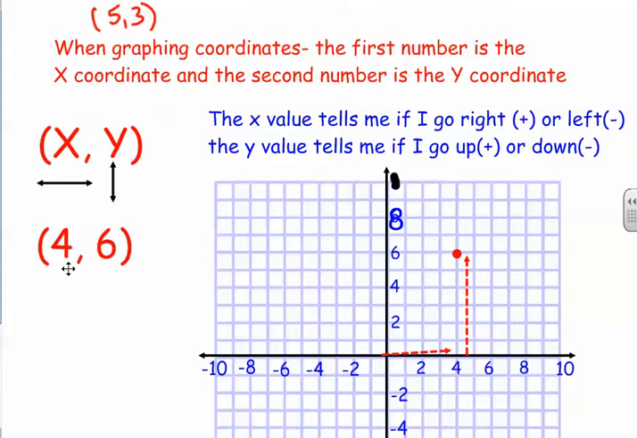All right, so if I have 4, 6, that means I always start at 0, 0. Always start at 0, 0. So 4, 6, that means I go over to 4, right here, and then I would go up to 6. Okay, and then I would put my point. Do not draw the lines. Just put the point where you end off.